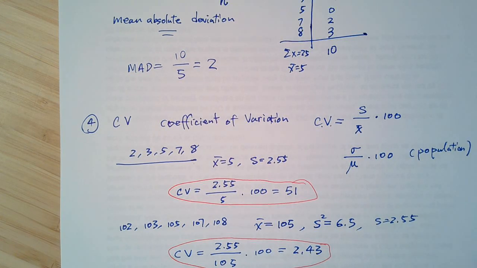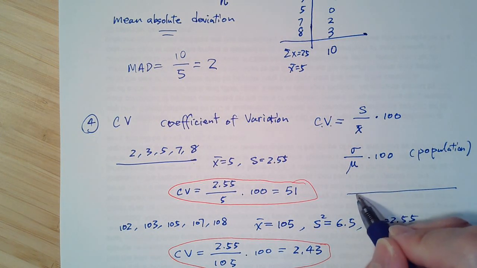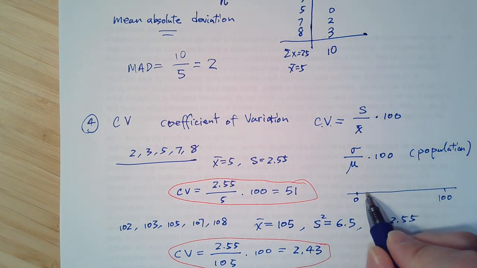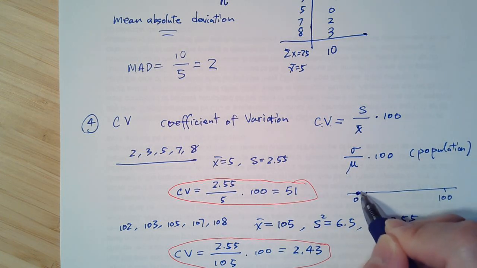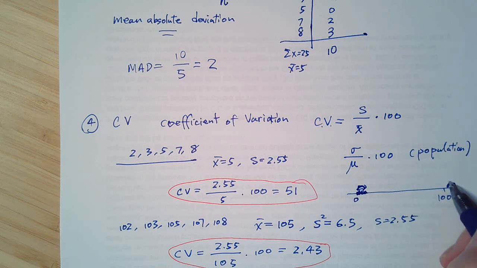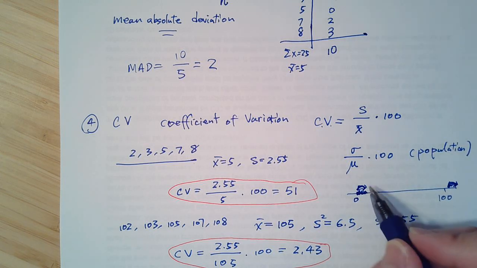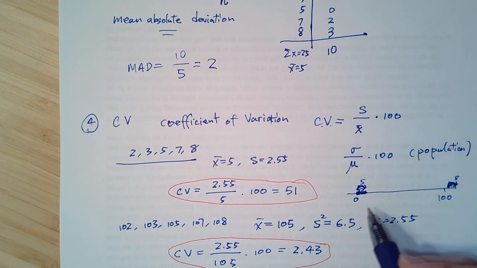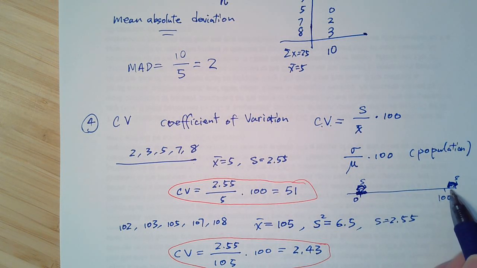What it says is, if you have a scale from 0 to 100, and the first data set is scattered around here in this range, and the other one is somewhere about here, the standard deviation S is the same for both. However, because the mean is very different, a 5 and a 105, the standard deviation relative to the mean, or the ratio of that to the mean, tells you something.